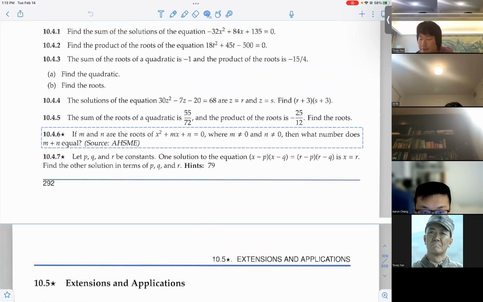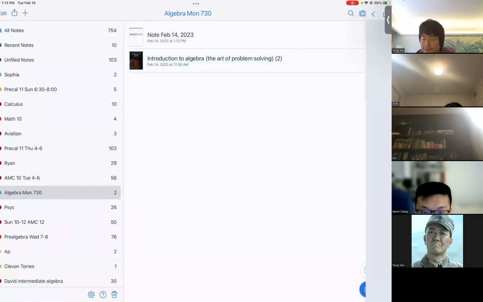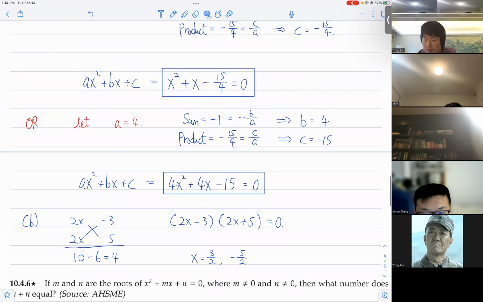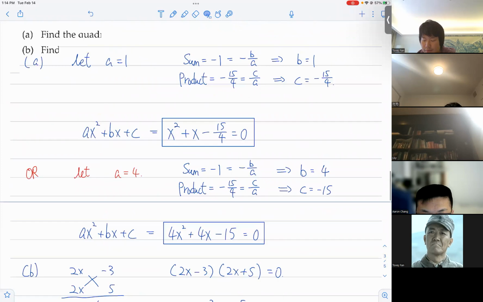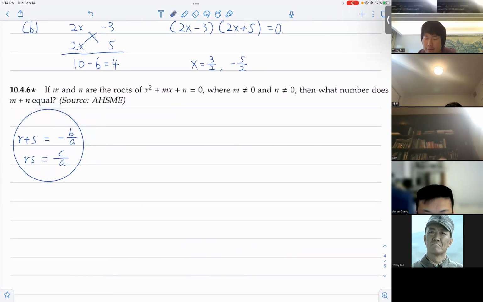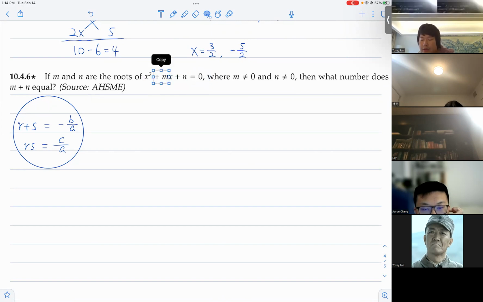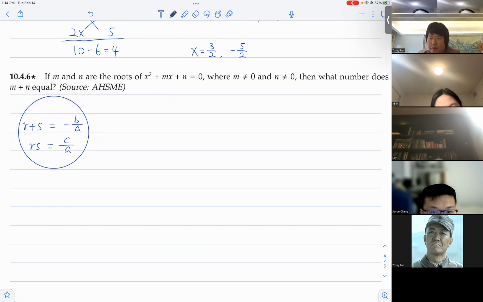All right, so let's do 10.4.6. This is from AMC. Do some more problem solving about this. Our formula, Vieta's theorem is here. Okay. If m and n are the roots of this, so notice that the roots are exactly the coefficients, the linear coefficient and the constant here. Okay, and he's just asking for the sum m plus n. Anyone? Just apply Vieta's theorem directly. Anyone?